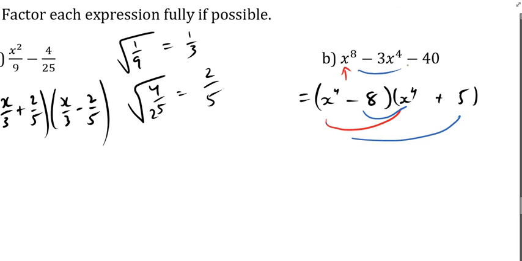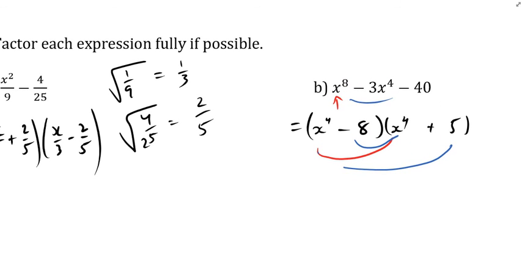Okay, so the last thing that we're noticing, there's a couple like this in the practice today. Whenever that first exponent is double the middle one, it's the same pattern. X squared and x. X to the 4th and x squared. X to the 6th and x cubed. X to the 10th and x to the 5th. It'll always be the same. Does that make sense? Okay.